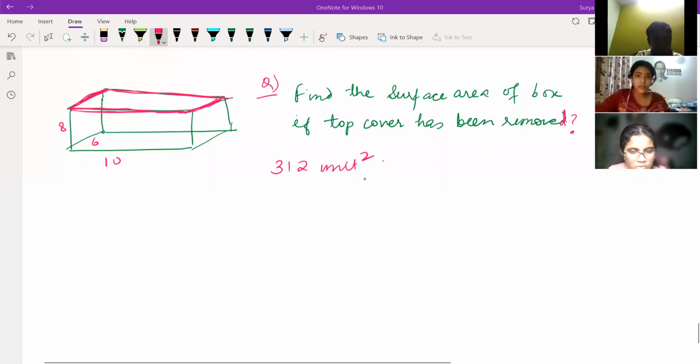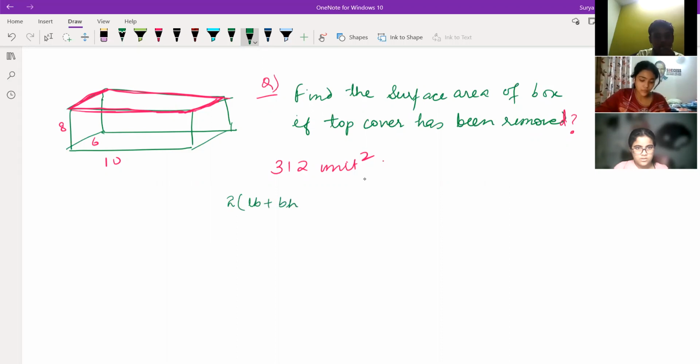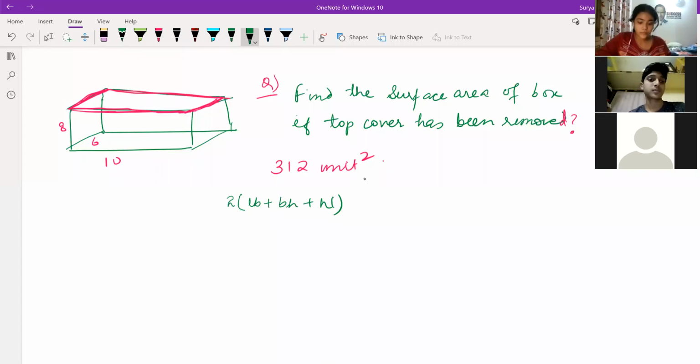Bhumika, what is the formula we have to use? Which formula should we use here? Sir, I used the TSA formula first. Okay, 2 into (lb plus bh plus hl), right? Yes, sir. Then I subtracted the area of one layer, this top rectangle. Top layer, right? So what is the formula of it? l into b.